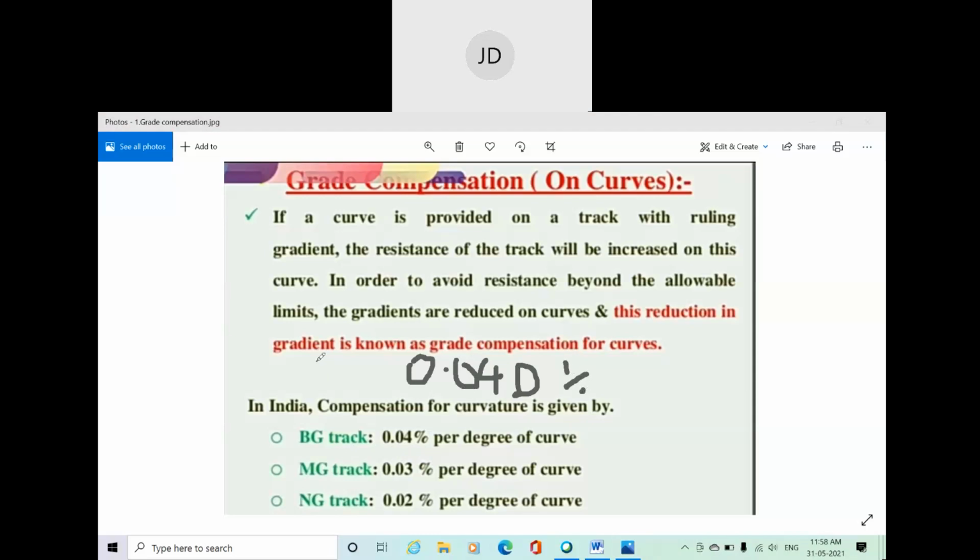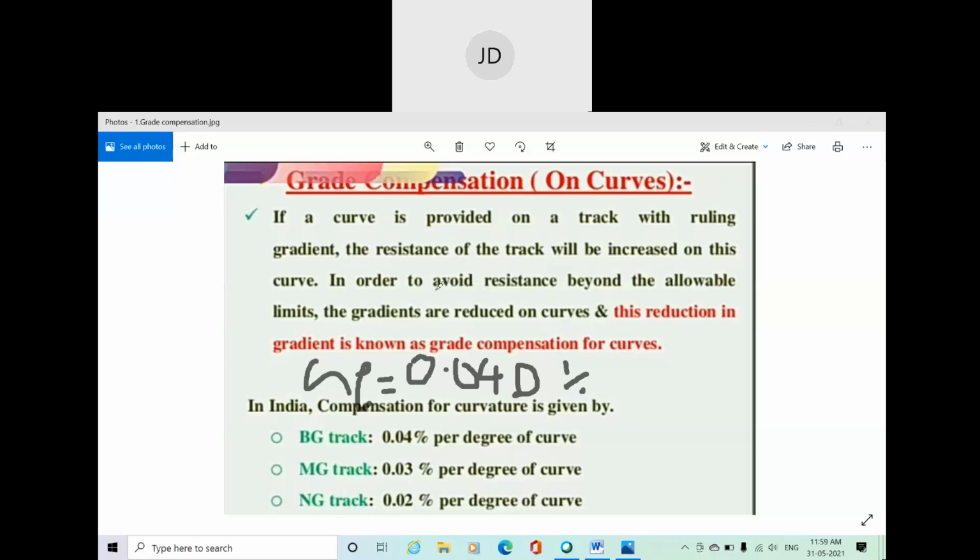So grade compensation GC equals 0.04 D percent for broad gauge. For meter gauge, 0.03 D percent. For narrow gauge, 0.02 D percent. These are Indian standards, as per the Indian Road Congress.